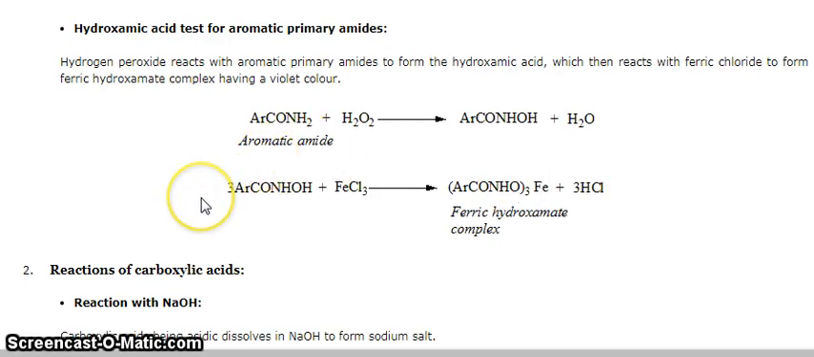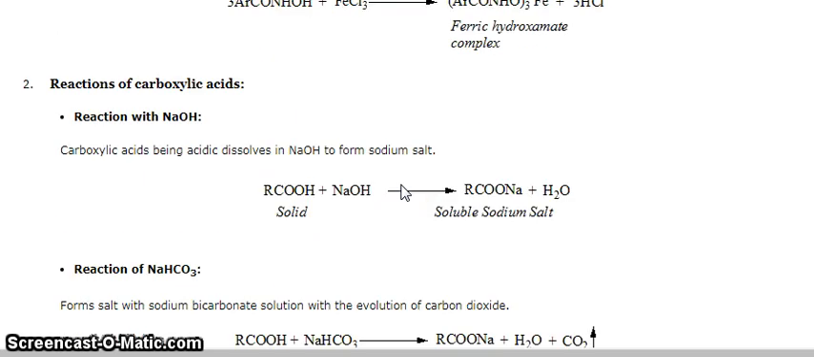Now, hydroxamic acid test for aromatic primary amides. Hydrogen peroxide reacts with aromatic primary amides to form hydroxamic acid, which then reacts with ferric chloride to form ferric hydroxamate complex having a violet color. So this is aromatic amide, hydrogen peroxide gives this product, and this product further reacts with ferric chloride forming ferric hydroxamate complex.